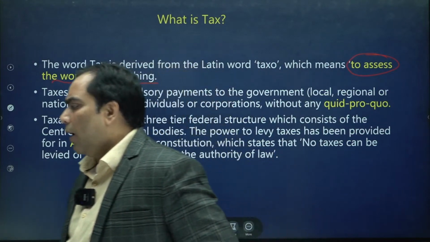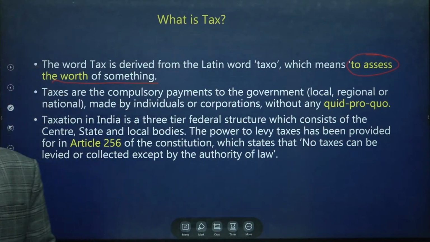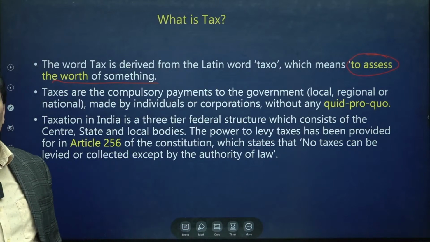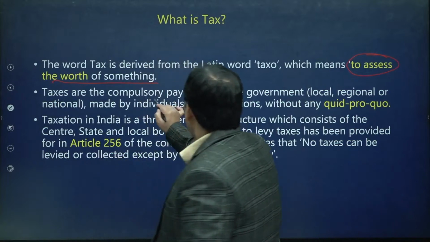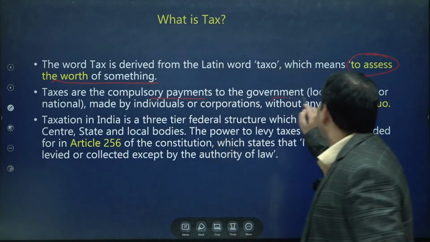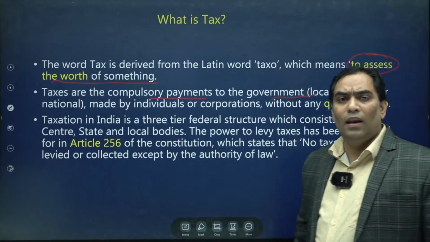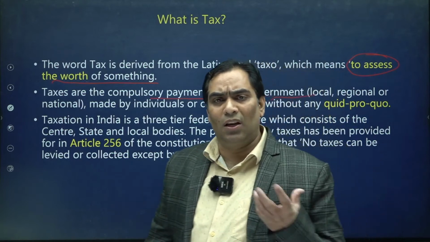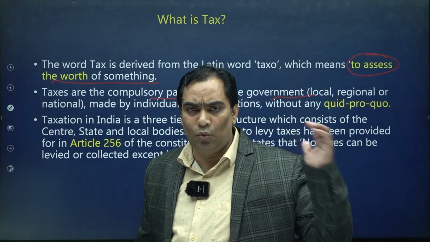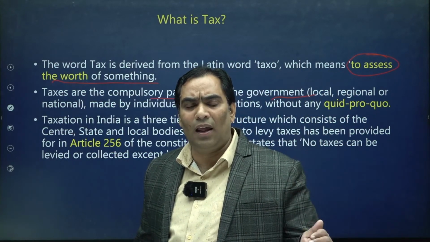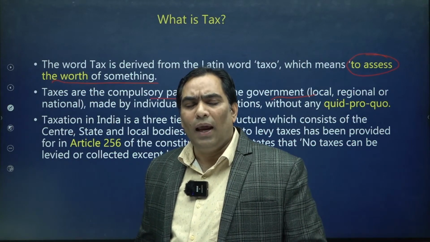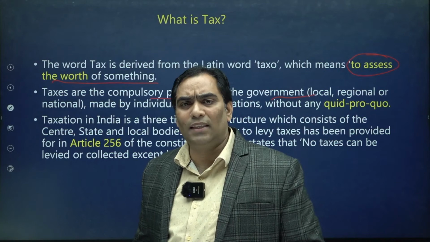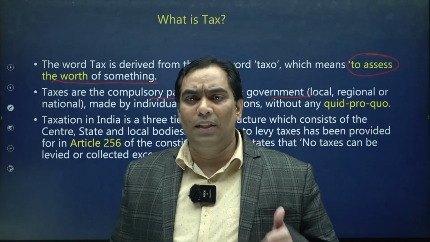So when we talk about taxes in the Indian context, taxes are nothing but compulsory payment to the government. And in the case of the Indian government, there is a three-tier structure: the union government, the state government, and the local government. All three governments have the authority to levy taxes.